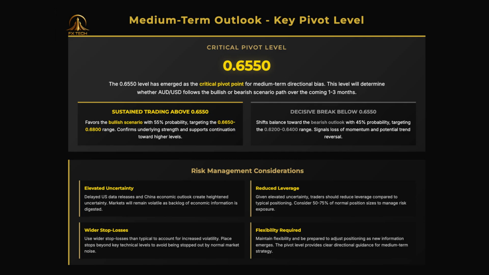Risk management considerations are critical given elevated uncertainty from delayed U.S. data releases and China economic outlook. Markets will remain volatile as the backlog of economic information is digested. Traders should reduce leverage compared to typical positioning, considering 50 to 75% of normal position sizes to manage risk exposure. Use wider stop losses than typical to account for increased volatility, placing stops beyond key technical levels to avoid being stopped out by normal market noise.